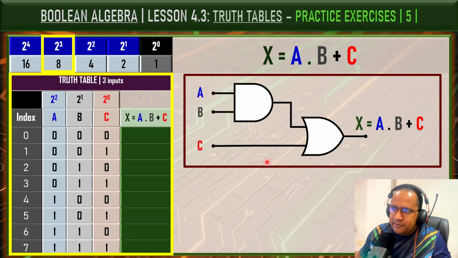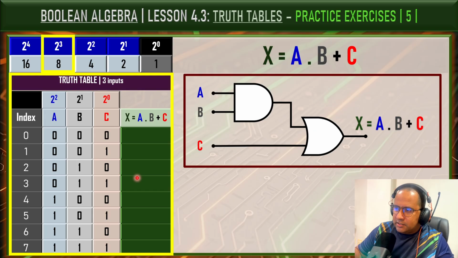Let's begin by looking at the input C. Notice that C is connected directly to an OR gate. And remember an important property of the OR operation. Whenever at least one of its inputs is equal to 1, the output becomes 1. Therefore, every row where C is equal to 1 will automatically produce a logic 1 at the output, regardless of the values applied to inputs A and B. So we can immediately fill all these rows with the logic 1.